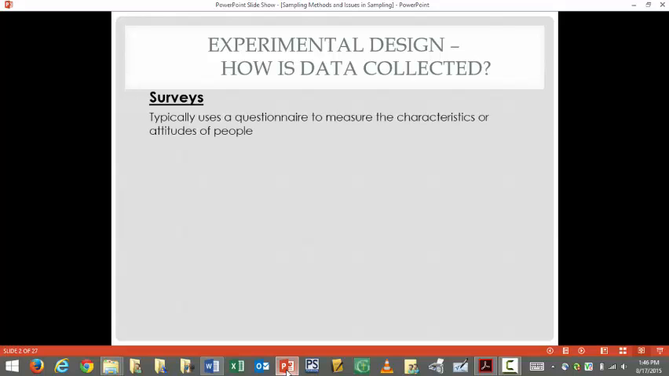We have surveys. Basically, it's a questionnaire or something. Maybe it's on paper, maybe it's online. I'm sure a lot of us have had experience with this. But we're basically just asking questions to measure some kind of characteristic or attitude of a group of people.